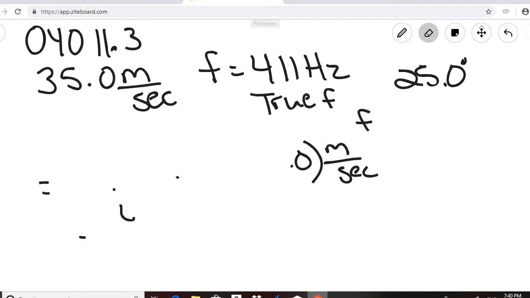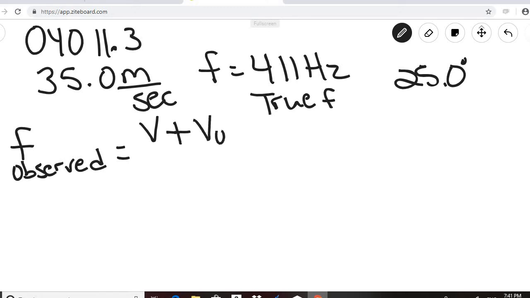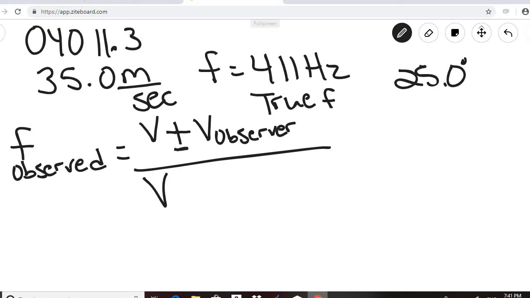Okay, so now let's go ahead and look at our equation. We know that the frequency observed is equal to the velocity of sound plus or minus the velocity of the observer, divided by the velocity of sound plus or minus the velocity of the source. Okay, and then we're going to multiply that times the true frequency.